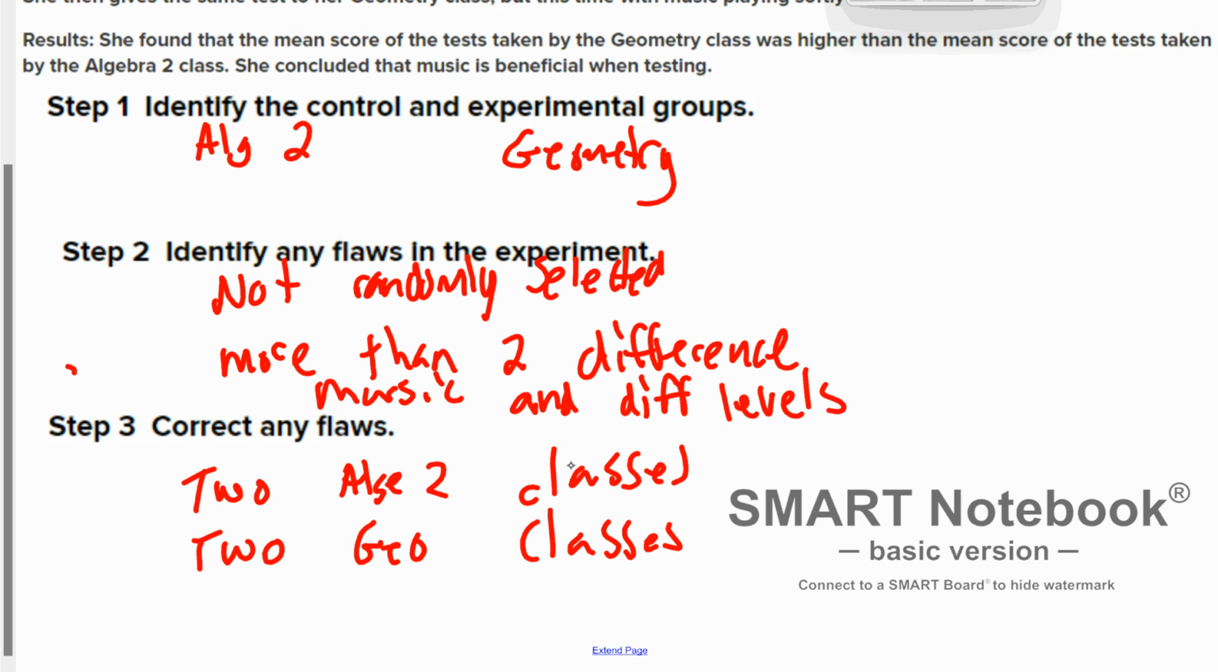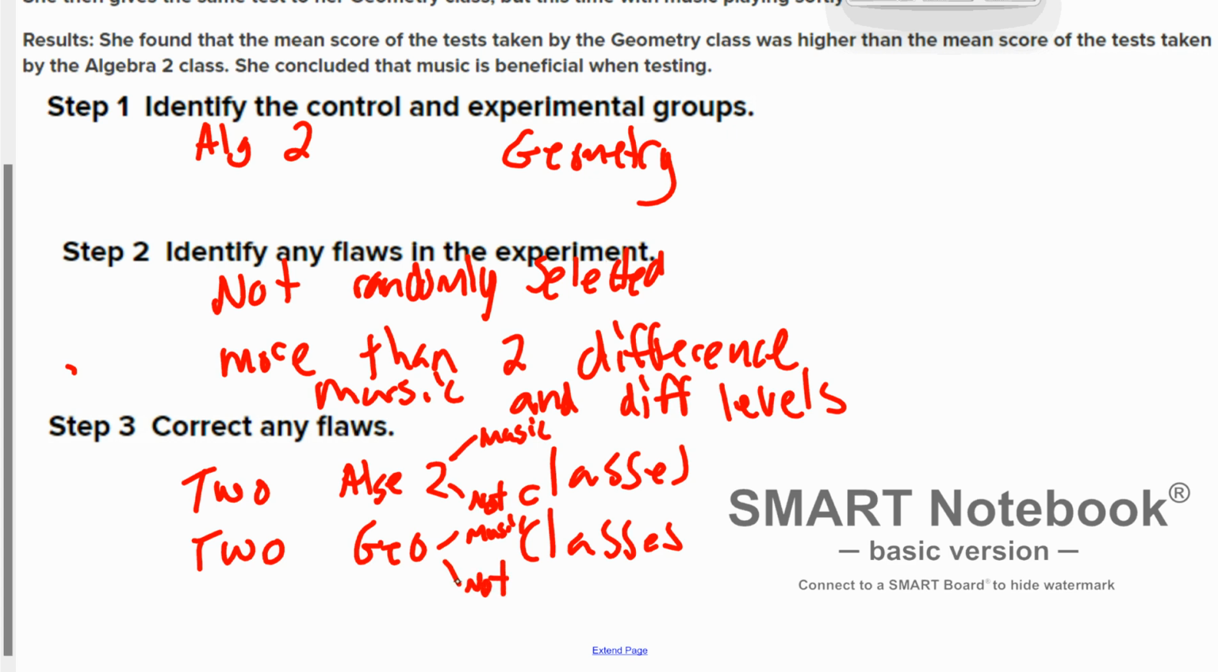Right, so the teacher could use a sample of Algebra 2 students and geometry students that are of similar ability. So maybe their grades are similar, and then randomly select members of the control group and members of the experimental group. So you could still do Algebra 2 and geometry, but within Algebra 2 you could select somebody with music and then somebody with no music, right? And then the same thing with geometry. Somebody with music and somebody with no music.